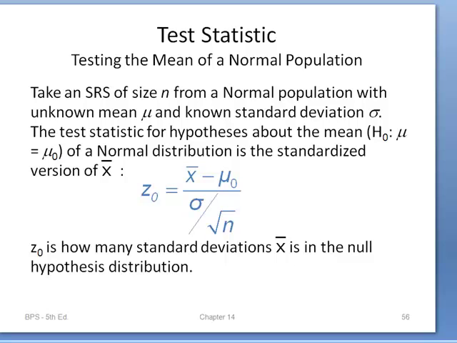Now, your book doesn't use the Z0, doesn't have the naught in there, but I like to keep it in to show you that we're seeing how many standard deviations our sample mean is away from the mean in the null hypothesis distribution. So that you realize that we are assuming that null hypothesis distribution to be true, and we're taking our sample and saying, hey, if I take a random sample of a certain size, if this null hypothesis distribution is true, how many standard deviations is it away from the mean? And if it's way too far away from the mean, that's a good indication to me that the null hypothesis distribution is probably not correct.